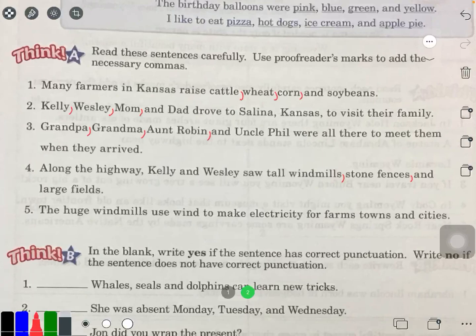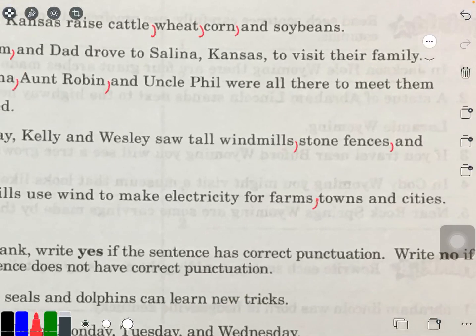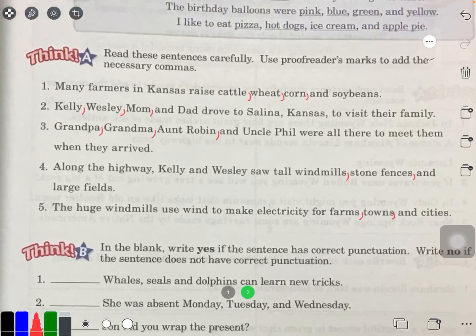Number 5. The huge windmills use wind to make electricity for farms, towns, and cities. Well, I'm listing some areas where they use the huge windmills. They use them in farms, comma, towns, comma, and cities. Oh, my comma's missing. There you go. Right? So remember, if I went too fast, you can pause or you can rewind. Feel free to do that. It's all on your own time.